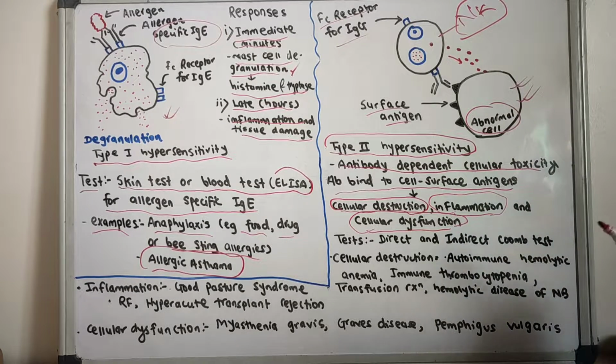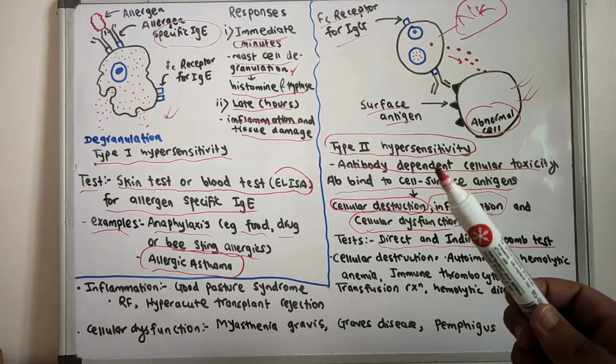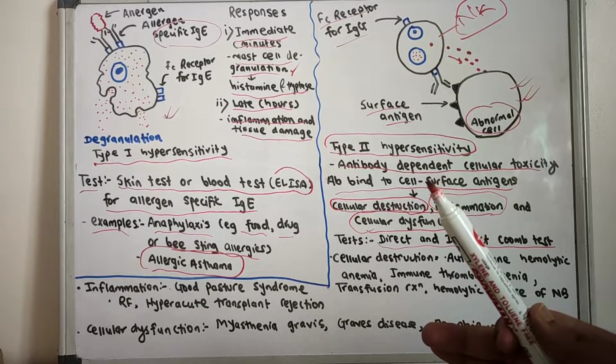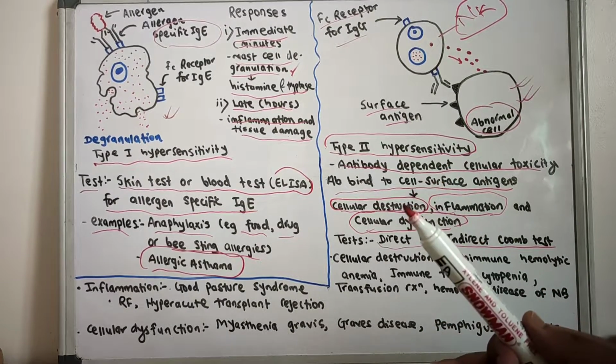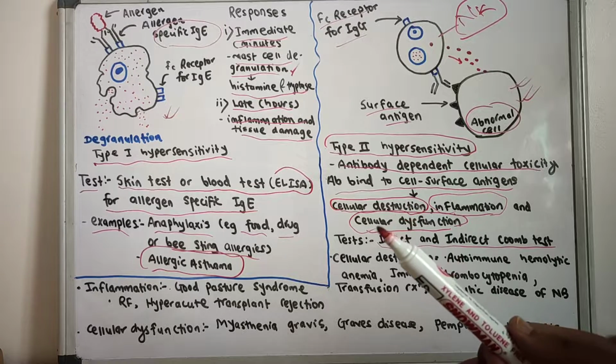So what are the various tests for type 2 hypersensitivity? That is the direct and indirect Coombs test. The direct Coombs test detects the antibodies attached directly to the RBC surface, whereas the indirect Coombs test detects the presence of unbound antibodies in the serum.